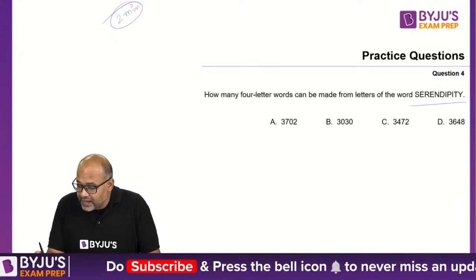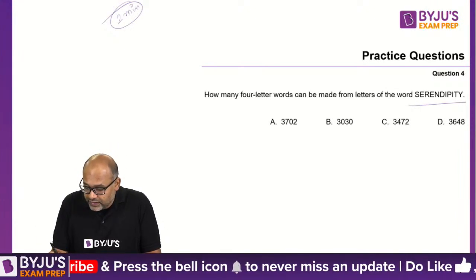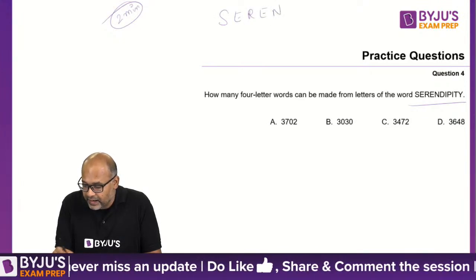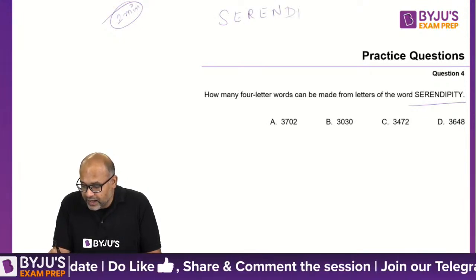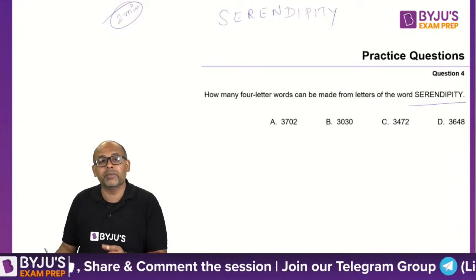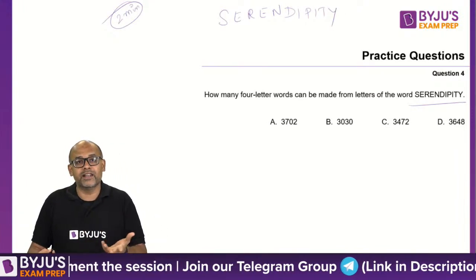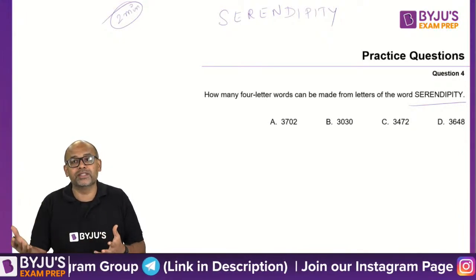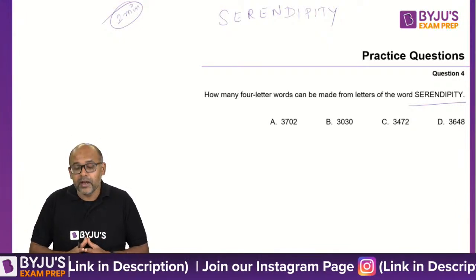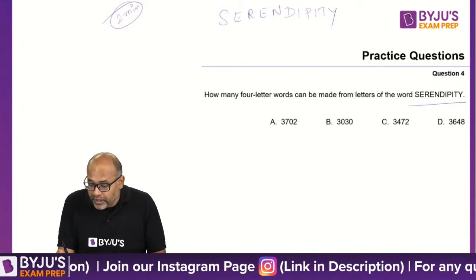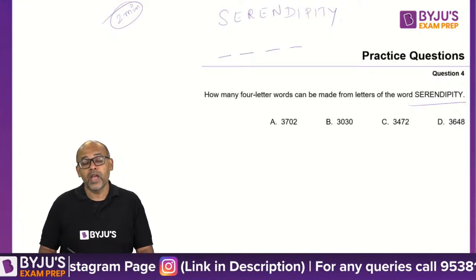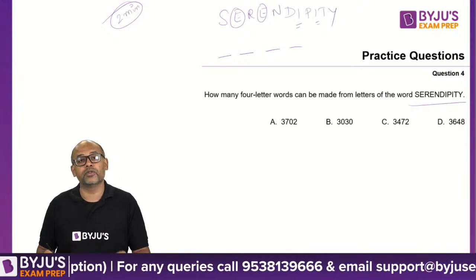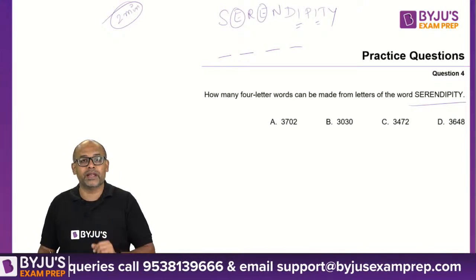Now here, serendipity. So let me write down the spelling: S-E-R-E-N-D-I-P-I-T-Y. Serendipity basically means an ittifaq in Hindi. In English it means a coincidence, a happy coincidence. It's called serendipity. Now we are supposed to form 4-letter words: 1, 2, 3, 4. And you can see that E is repeating and I is repeating. So there are 2 letters that are repeating.